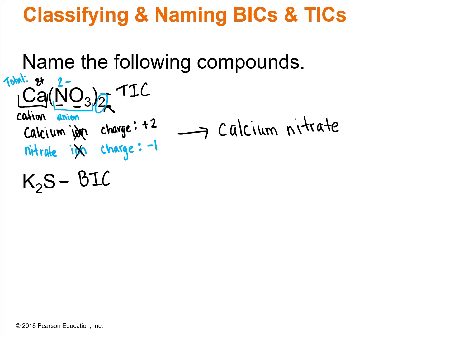Alrighty. Let's move on to the second one. I want you guys to try it. So try naming this compound. It's a binary ionic compound. Name the cation. Then name the anion. And put them together.